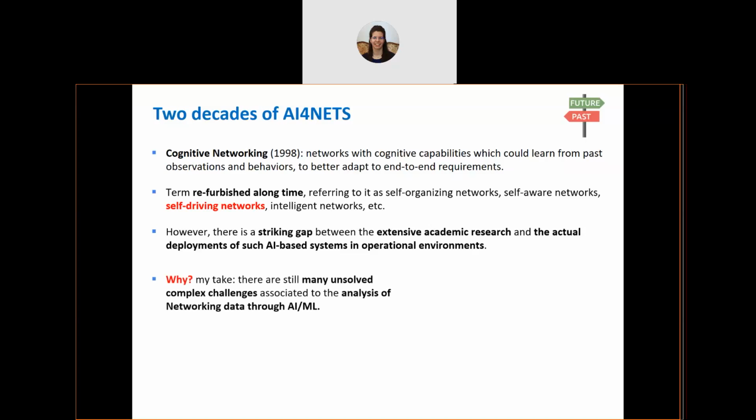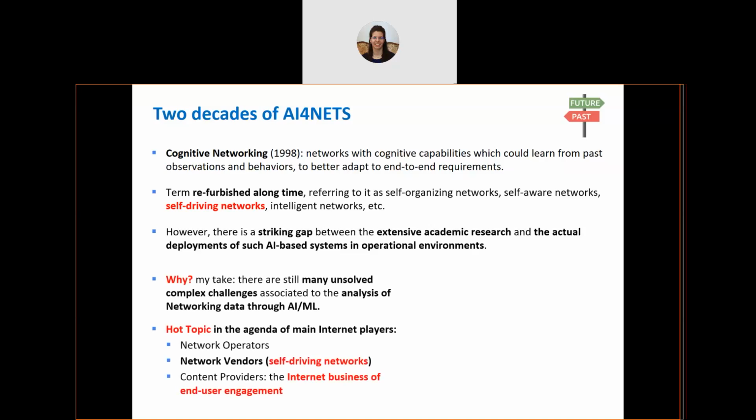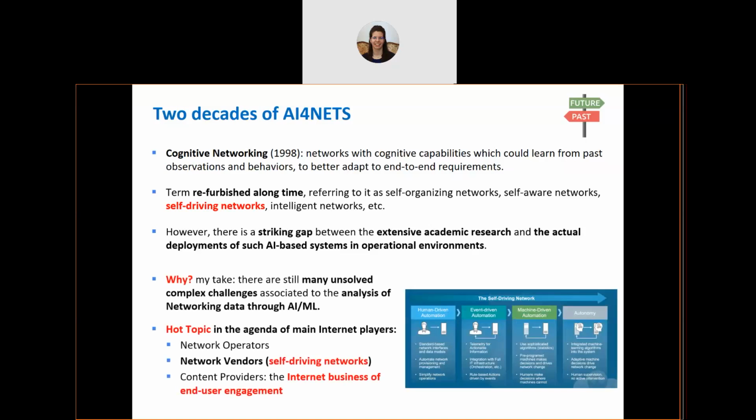What I will try to do in the next slides is to go through some of these complex challenges. Some of them are challenges linked to AI and machine learning, so general challenges of doing a data-driven analysis. But I think that the specific field of networking exacerbates some of these challenges because of the complexities involved. Nevertheless, you know that the idea of turning networks into self-driving components is a very hot topic.